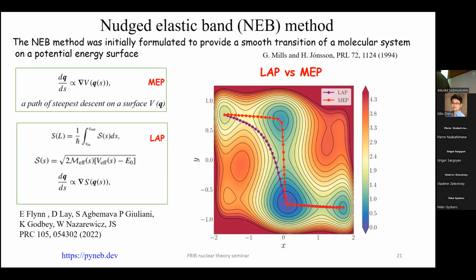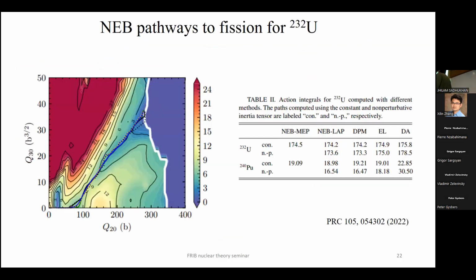And when we apply this to realistic systems, this is the calculation for uranium-232. If we compare the action values with respect to other methods, we can see that it works well for different nuclei. It is giving more or less similar or lower values. So it confirms that this method is really useful for calculating the fission pathway.